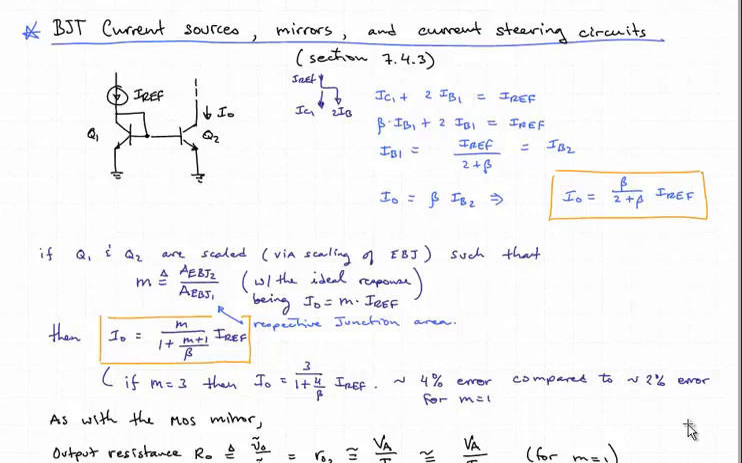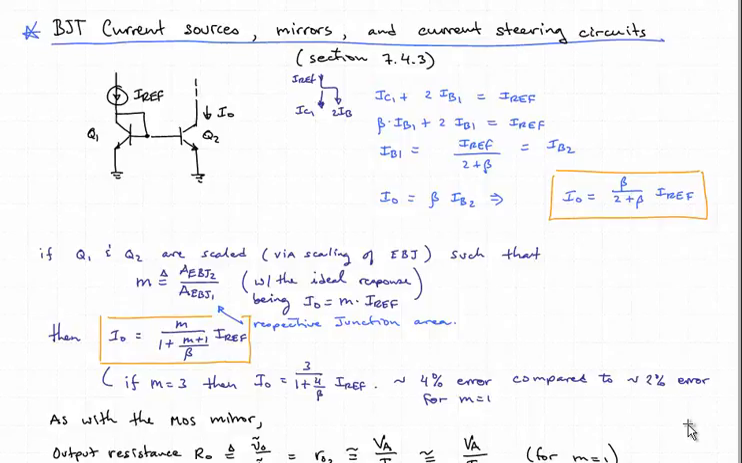Now let's consider some current sources, mirrors, and current steering circuits using BJTs. Much of this will be the same as for MOSFETs, but the big difference, of course, is that unlike the MOSFET, the controlling terminal, that is the base, does have some current flowing into it, and so that will affect how well the current reference is replicated or matched at the output of the current source.